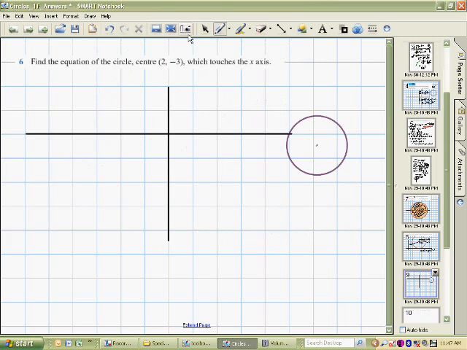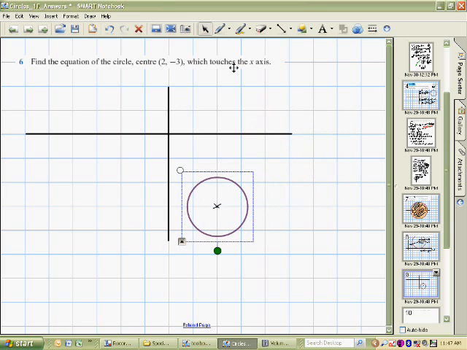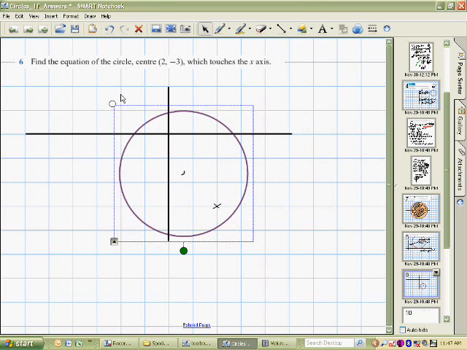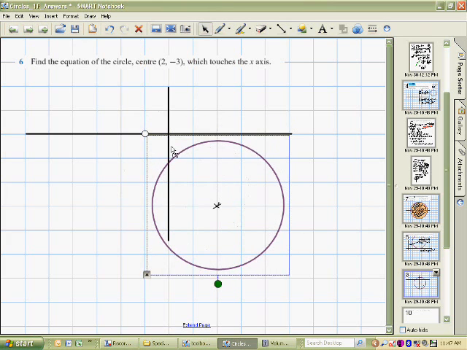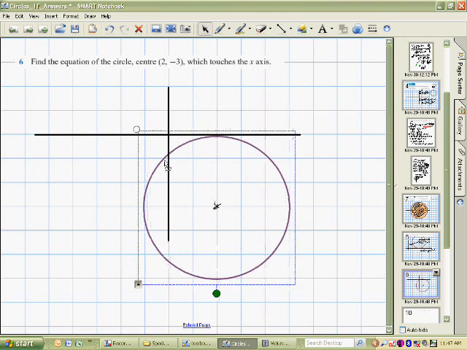Next one, find the equation of the circle which has a centre here. So the centre is at 2 and minus 3, so it's down here. And we just need to drag this across into here. Now it says which touches the x-axis, so this has to be stretched up to there. So stretching up, let's move the centre of my circle. Keep going. Now I'm shifting axes. Okay, not perfect, but near enough.